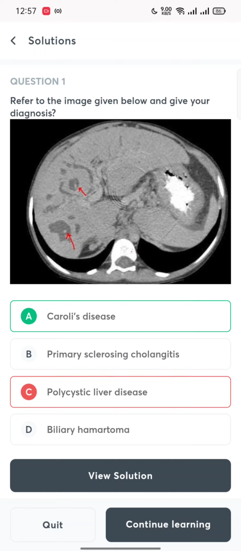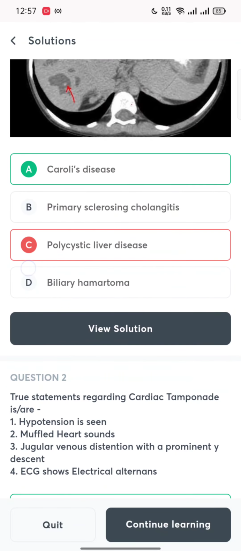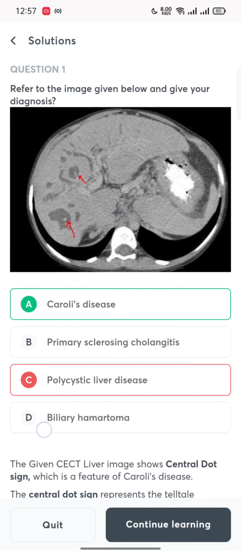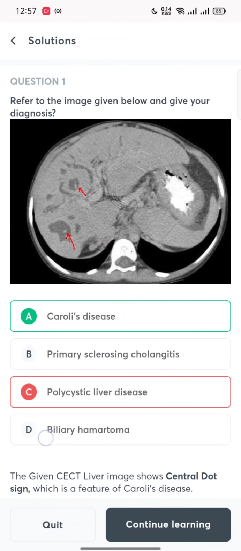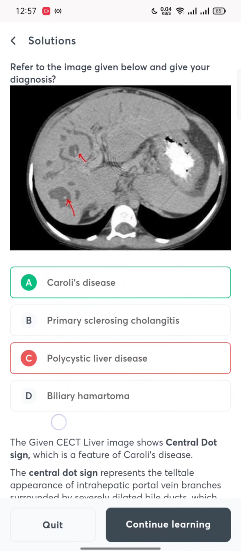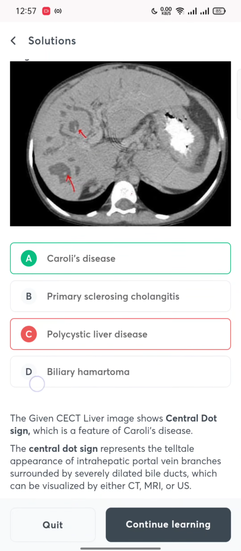In this picture, question number one asks: refer to the image given below and give your diagnosis. Here I was unaware of the answer, as I took polycystic liver disease. But the answer is Caroli disease.